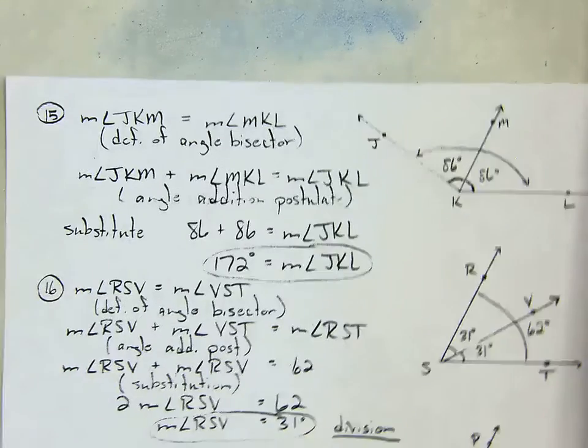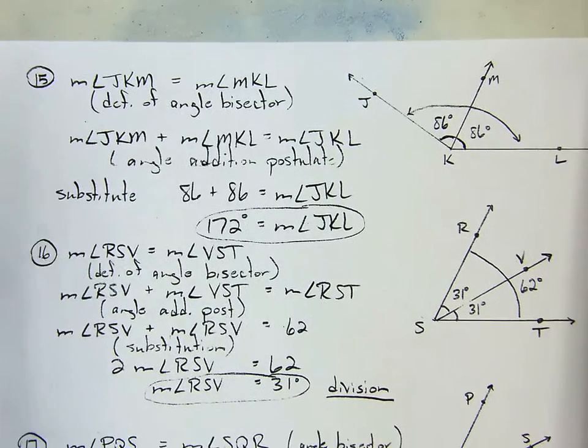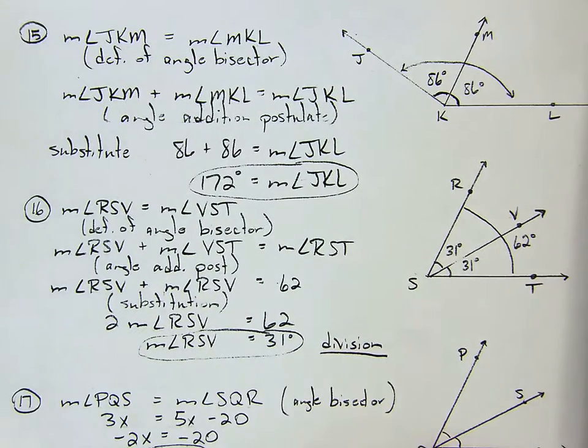Okay, here's number 15, and I had to draw my own picture. They didn't have a picture for us. I had to draw my own picture. It says ray KM bisects an angle called JKL, and JKM is equal to 86.